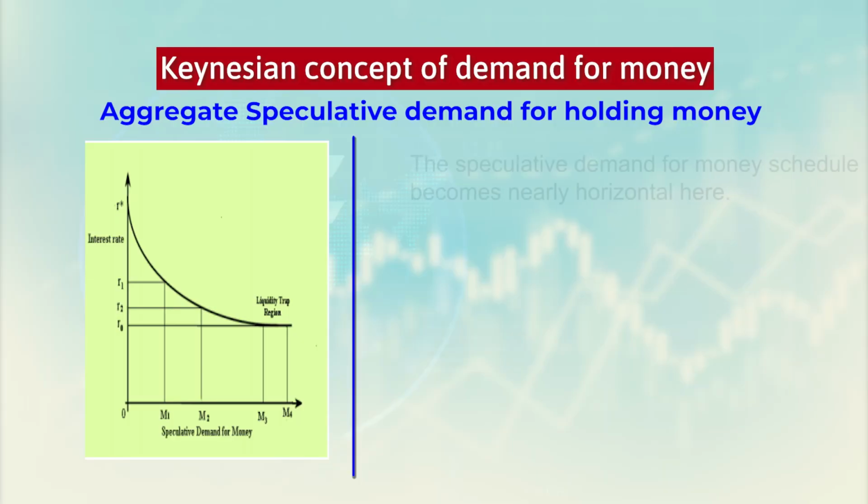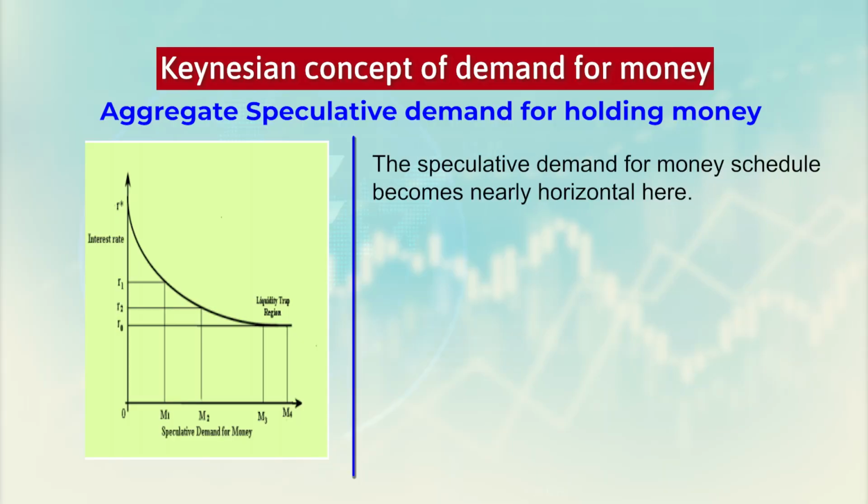This liquidity trap concept is one of the most fascinating concepts of macroeconomics, and it was propounded by John Maynard Keynes. So, the speculative demand for money schedule becomes nearly horizontal here.